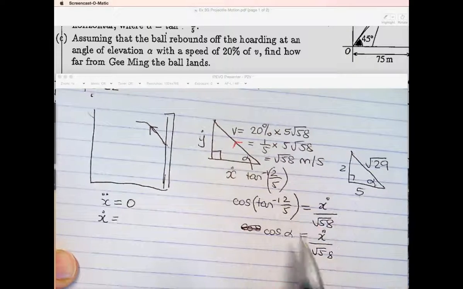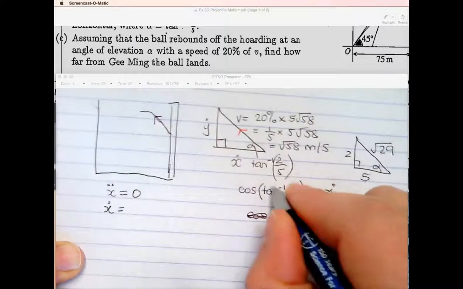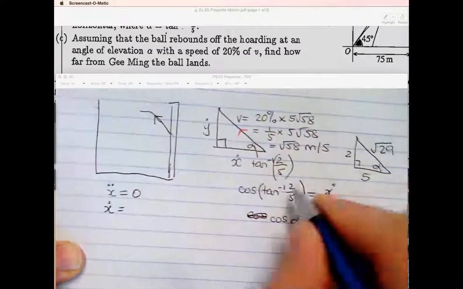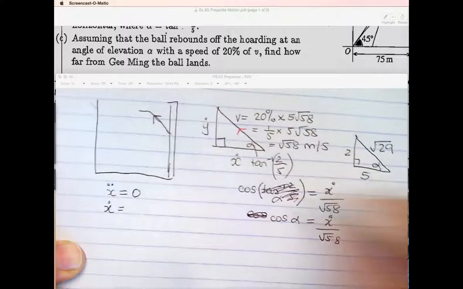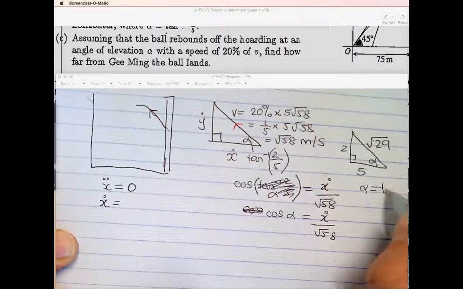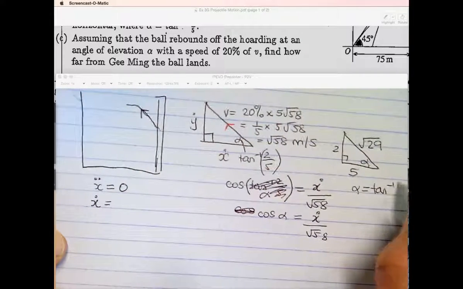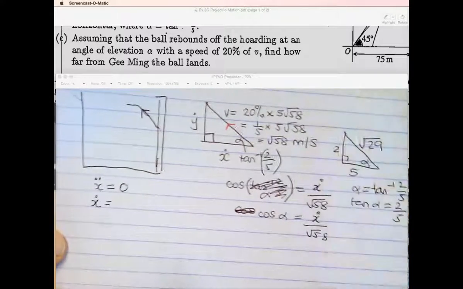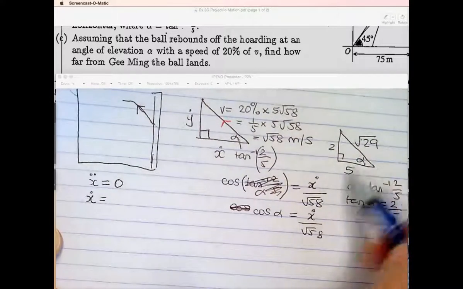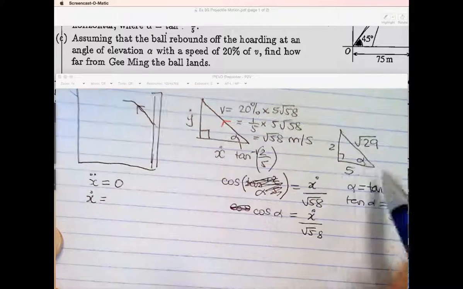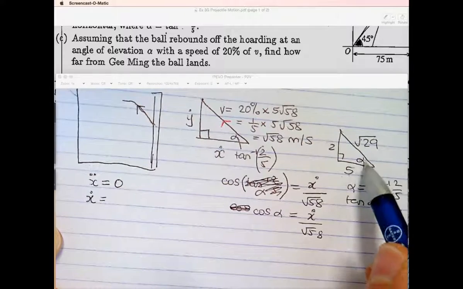Doesn't alpha equal tan to the minus 1 of... Girls, we really want cos of alpha, don't we? Do you want me to put alpha in instead? I think it's more confusing like that. But we know that alpha equals tan to the minus 1 of 2/5, which means that tan of alpha is 2/5. So if you draw that triangle, I do want to do cos of alpha. Wouldn't I normally go cos of alpha?